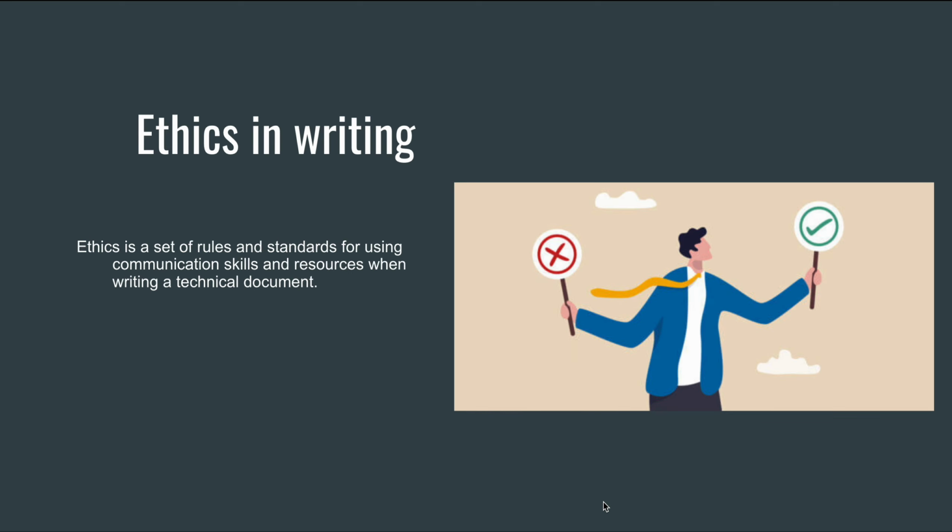So the next thing we're going to talk about here is ethics in writing. We've talked about open source, we've talked about technical documentation. Now let us talk about the ethics in writing open source technical documentation. Ethics is a set of rules and standards for using communication skills and resources when writing a technical document. So we have rules in everything we do. At our home, we have rules. Even in the deaf hall, they also have rules. Even in churches, when you go to churches, you also have rules, the do's and the don'ts. So in writing, we also have that.